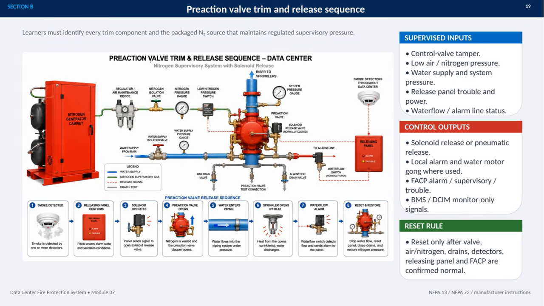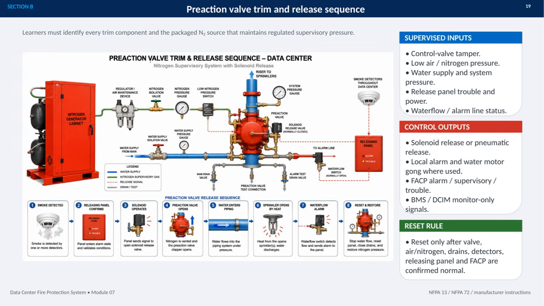The system continuously monitors several supervised inputs. These include control valve tamper, low air or nitrogen pressure, water supply and system pressure, release panel trouble and power, and the status of the water flow or alarm line. These inputs help confirm that the system is ready and that abnormal conditions are detected promptly.